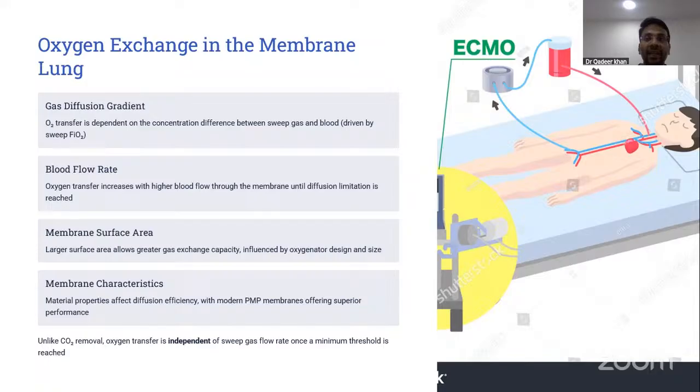Each oxygenator has its rated flow, the amount of blood flow up to which it oxygenates. A few oxygenators have a rated flow of approximately 7 liters, a few have 5 liters, a few have 8 liters. Beyond that, even if you increase the blood flow or the oxygen, there will be no improvement in the PO2 of the patient.